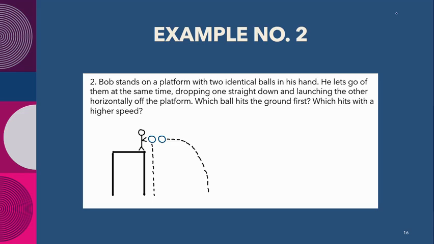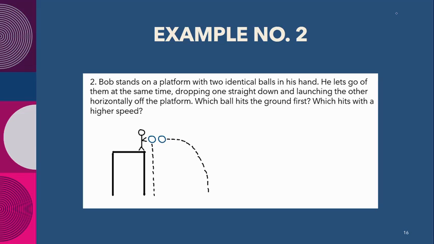Okay, example number 2. Bob stands on a platform with 2 identical balls in his hand. He lets go of them at the same time, dropping one straight down and launching the other horizontally off the platform. Which ball hits the ground first, and which hits with a higher speed? So think about this for a moment.